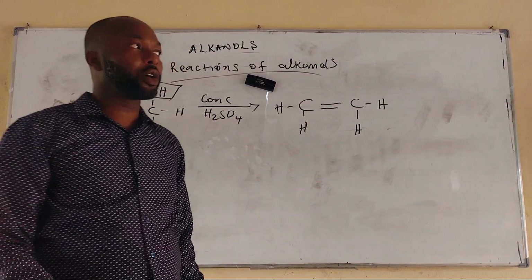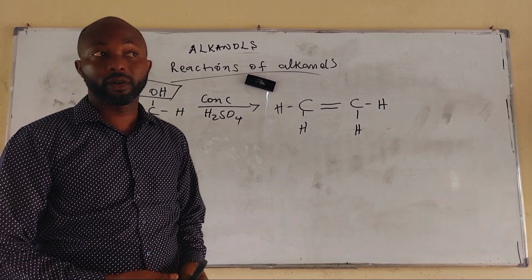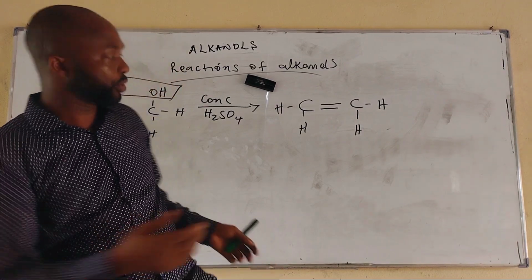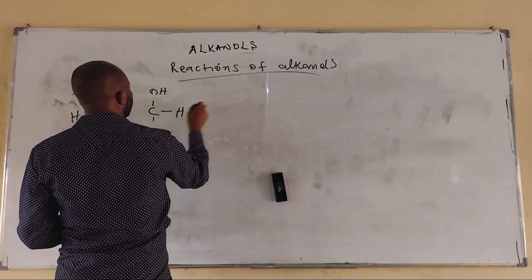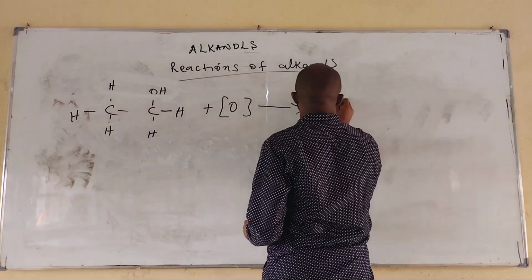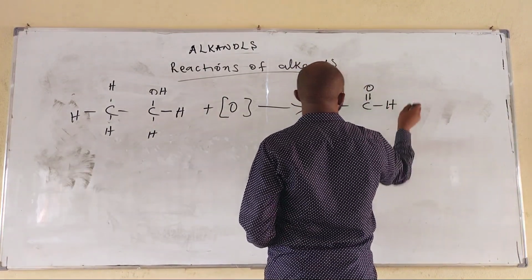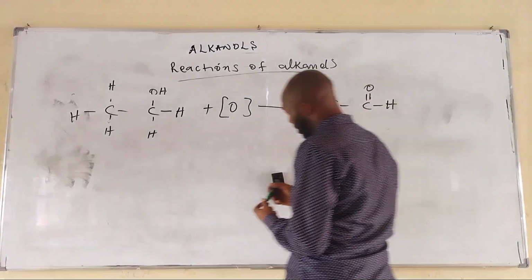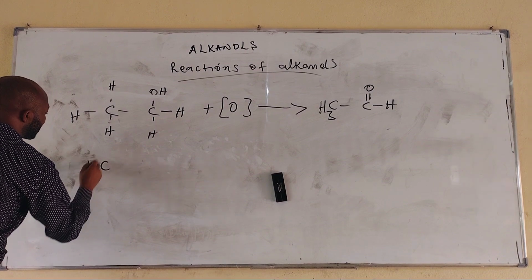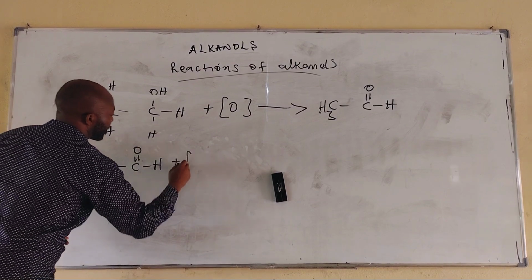Now, oxidation of ethanol. The oxidation of ethanol undergoes 2 stages. In the first stage, it gives us ethanal, and in the second stage, it gives us ethanoic acid. So we are going to take ethanol, for example, plus oxygen, gives us CH3CHO. The first stage gives us ethanal. Then the second stage, we use that ethanal plus another oxygen.